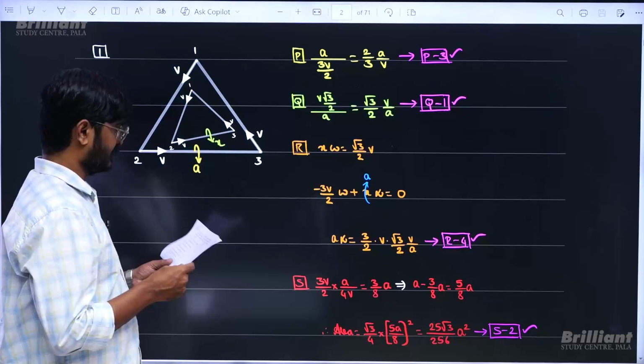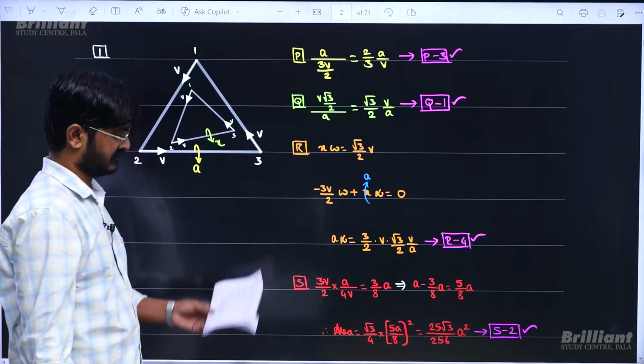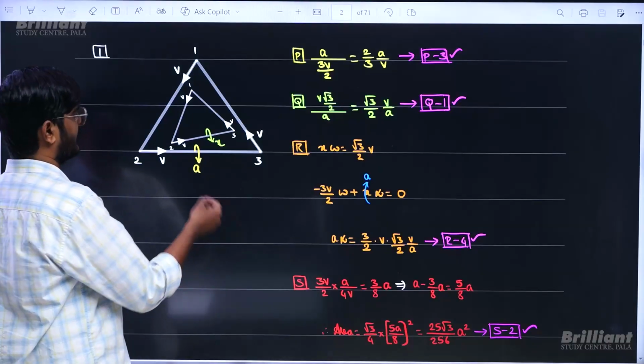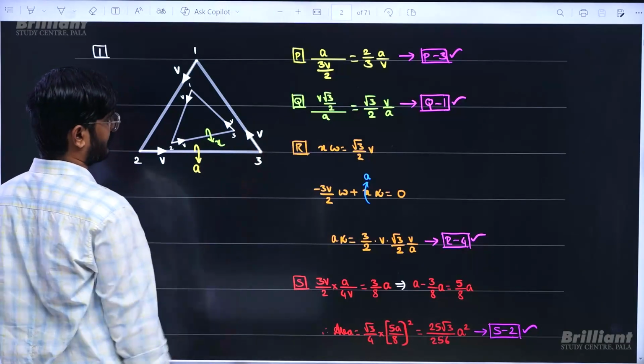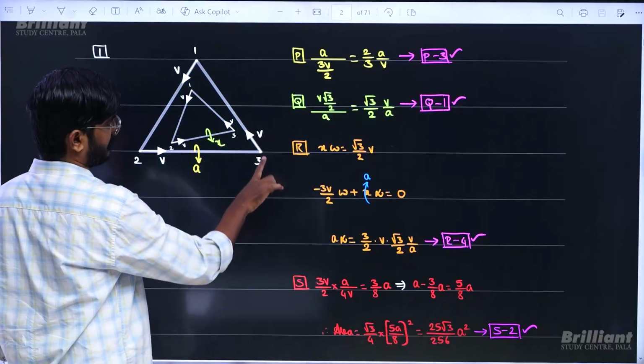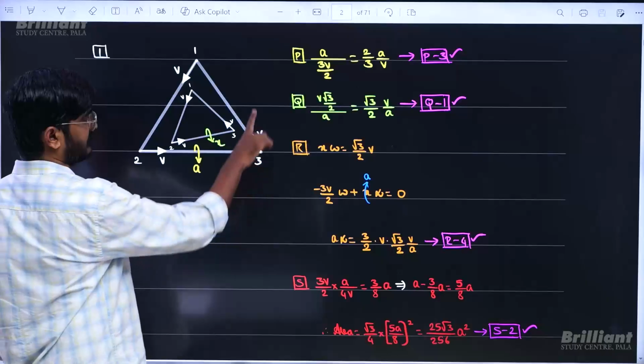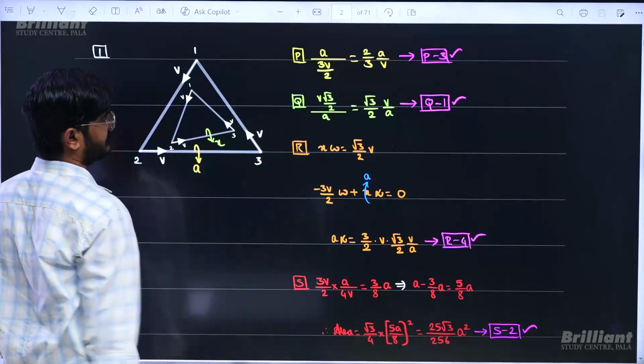Now the question on angular velocity is also easy to find. You sit on one ant and observe the other. Only perpendicular velocity matters. Perpendicular velocity will be root 3v by 2. So angular velocity will be root 3v by 2 divided by this distance.